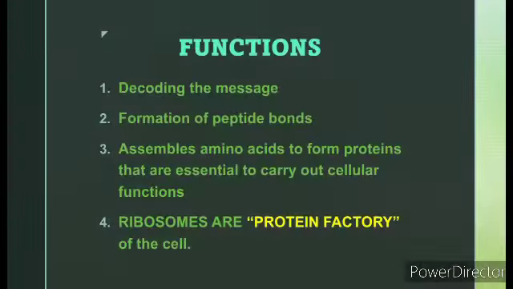Two main functions are carried out by the ribosome. One is decoding the message and the other one is formation of peptide bonds. So finally, the ribosome assembles the amino acids to form proteins that are essential to carry out the cellular functions. That is why ribosomes are also known as the protein factory of the cell. So the major function of the ribosome is that it is the site of protein synthesis in the cell.